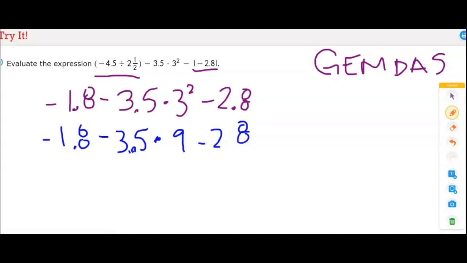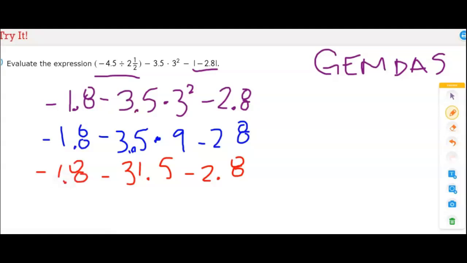All right, now I am going to evaluate the next part of my GEMDAS, and that is multiplying or dividing, whichever comes first from left to right. We don't have division anymore, so we have the minus 3 5/10 times 9. So we're going to do that first. And once again, you can use your calculator to multiply those two numbers, and you should get negative 31 5/10. And now I'm just rewriting the remainder of the expression.